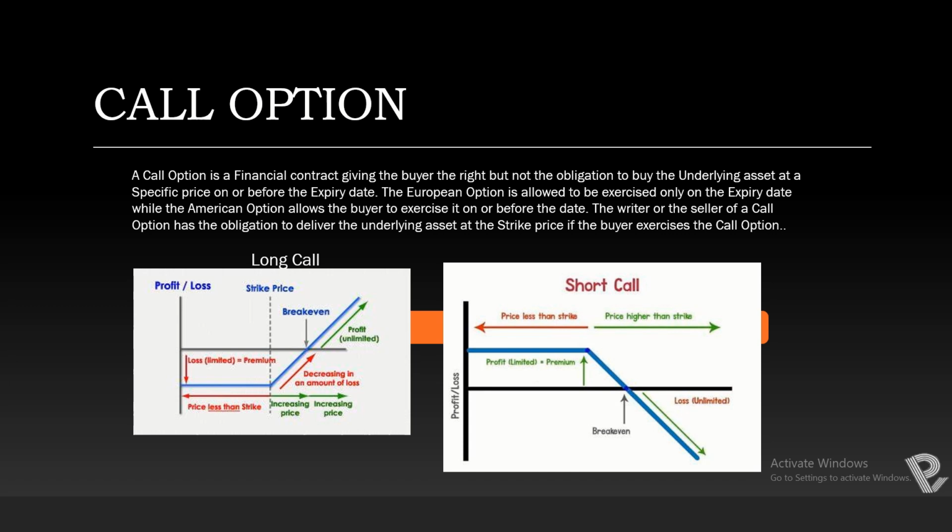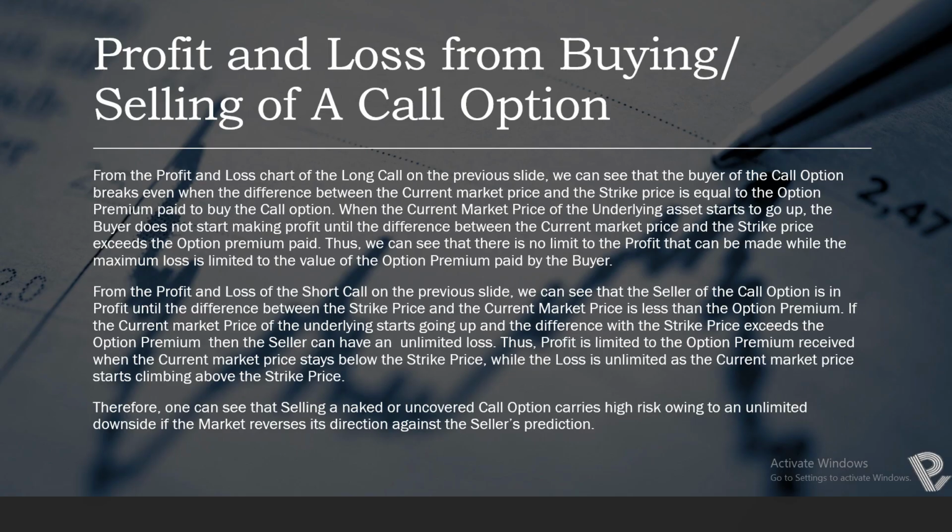The diagrams attached show the profit and loss made when the current market price moves up or down and when you go long or short a call position. Profit and loss from buying/selling of a call option. From the profit and loss chart of the long call on the previous slide, we can see that the buyer of the call option breaks even when the difference between the current market price and the strike price is equal to the option premium paid to buy the call option.